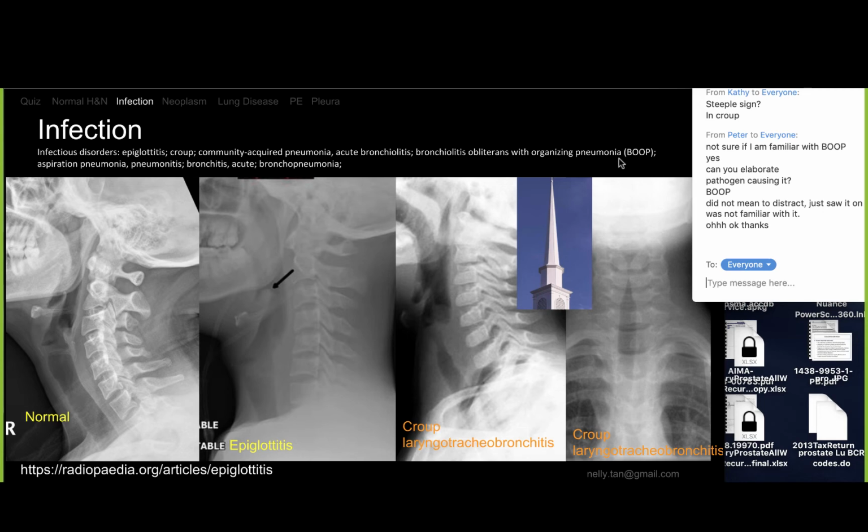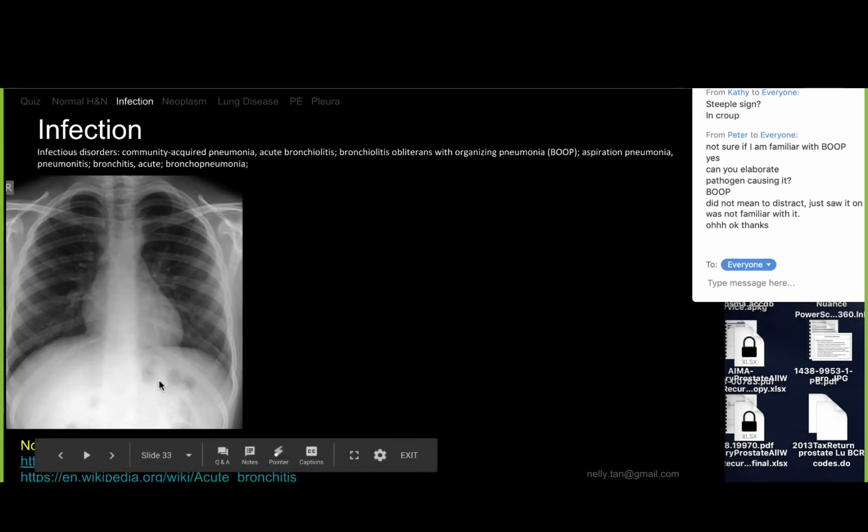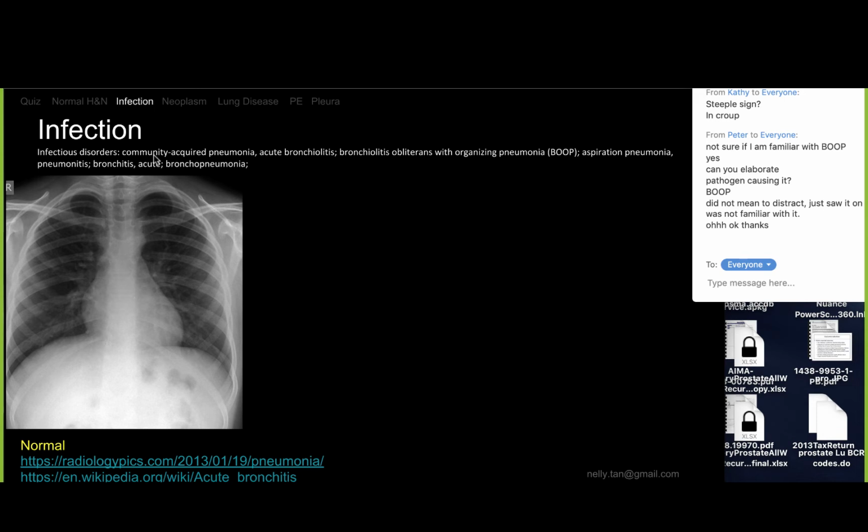And we'll talk about organizing pneumonia in the subsequent slides. So we'll get to that. Infectious disorder. So we're making our way down. So we did the epiglottitis, croup, and now we're going to talk about pneumonia, bronchiolitis, and then aspiration.